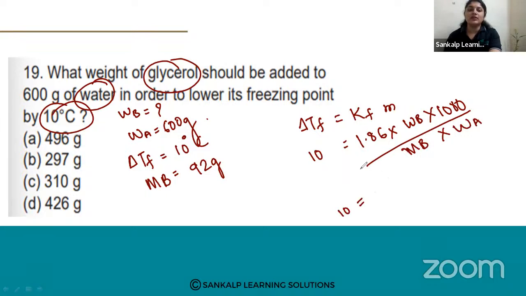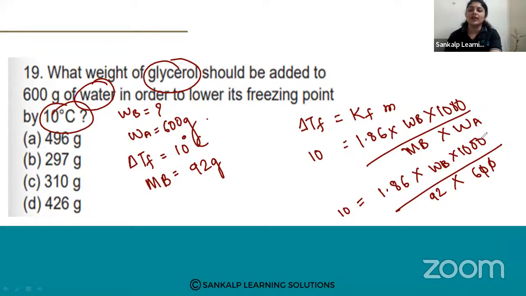So now we will add what all we know. So 1.86 into WB. We don't know WB, we'll keep it as it is, into 1000 divided by MB. MB is 92 for glycerol. Then WA is 600. Just see what answer you are getting.